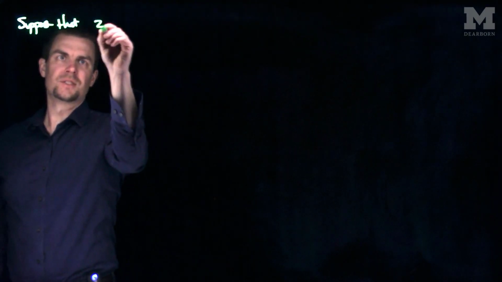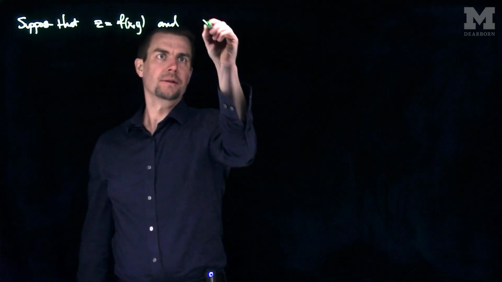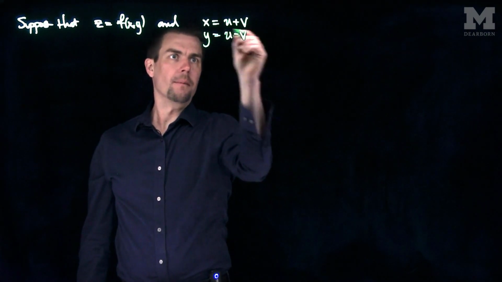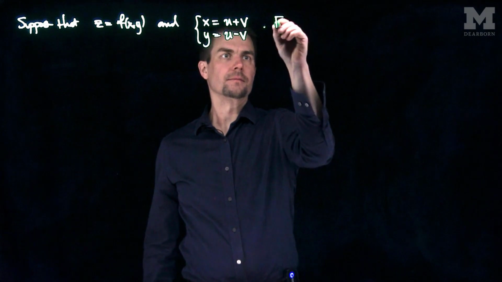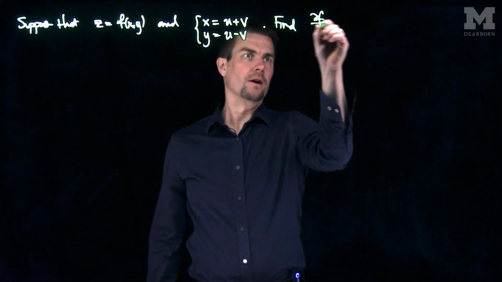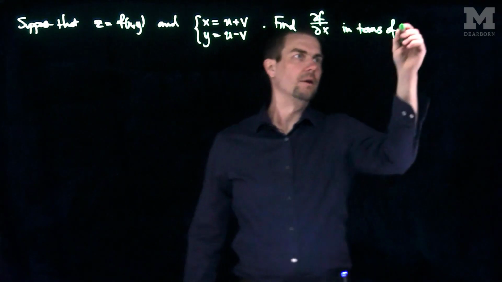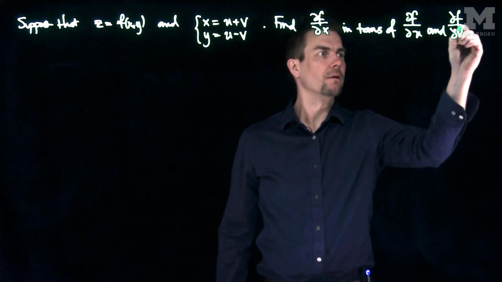Hello students, in this video we'll see an example of using the chain rule. Let's suppose that z is a function of x and y, and x is equal to u plus v, and y is equal to u minus v. So x and y depend on u and v. Let's find partial f partial x in terms of partial f partial u and partial f partial v.